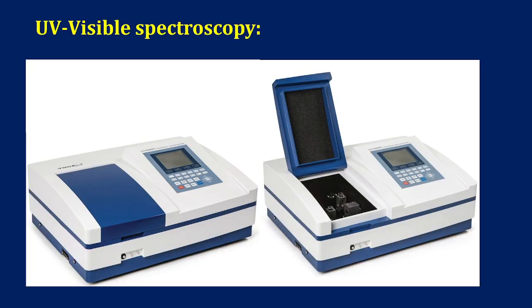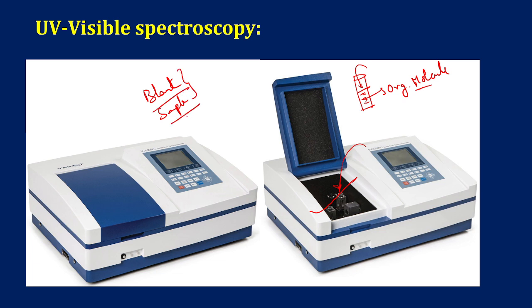This is the UV visible instrument, single beam or double beam. This is the particular area where you need to keep the cuvette. In this cuvette you need to take the organic molecule and place it. We have two different types of cuvettes: one is for blank and the second one is for sample.